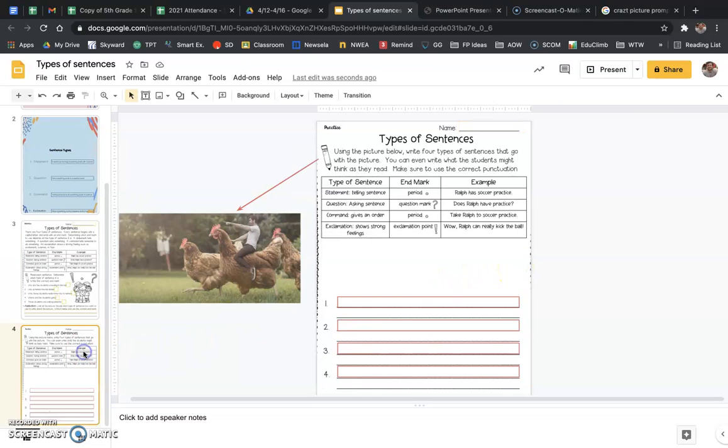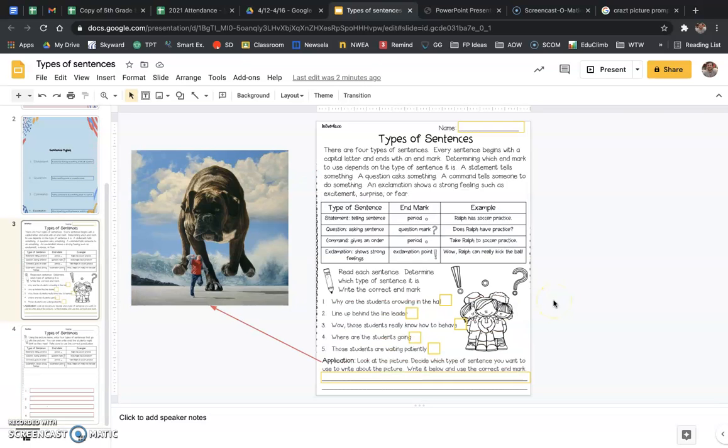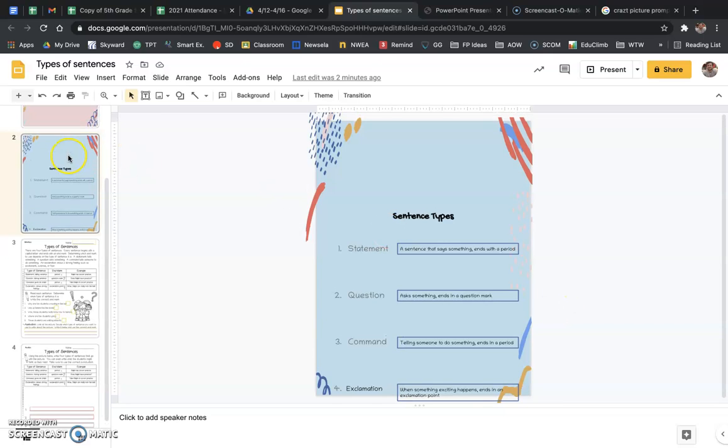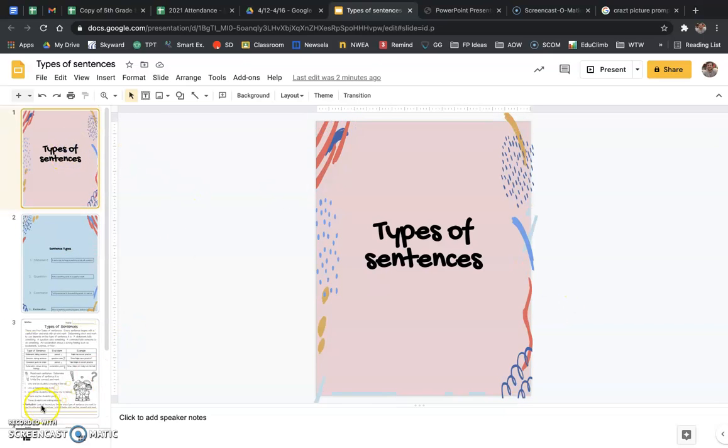Then on this slide, you are going to look at this picture and create 4 different sentences for it, and make sure you use the right kind of end mark: periods, question marks, or exclamation points. If you have any questions, I'll be in the room. I'm up at the desk, so let me know if you have any questions. I'll help you out.